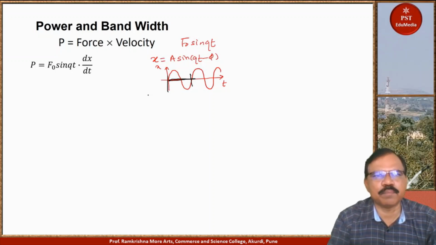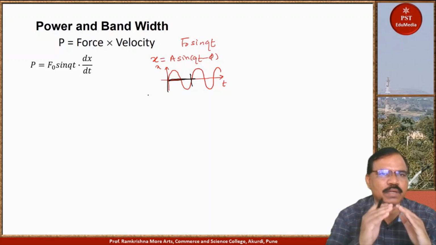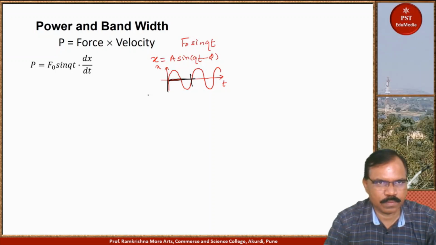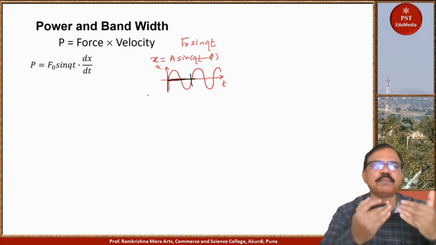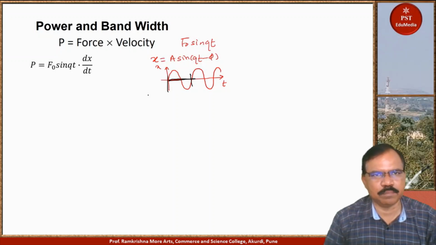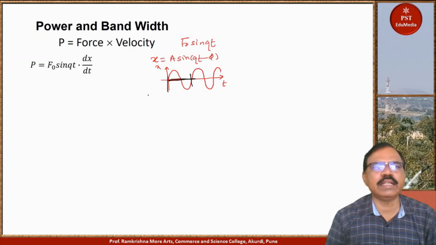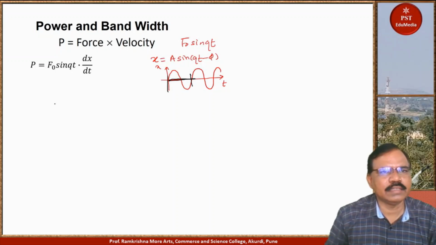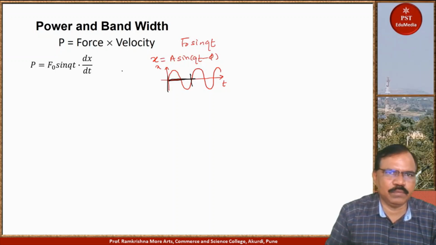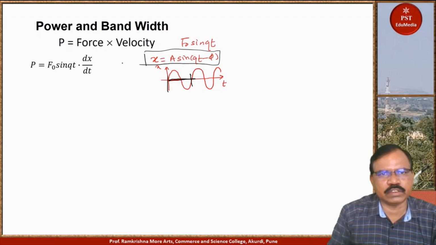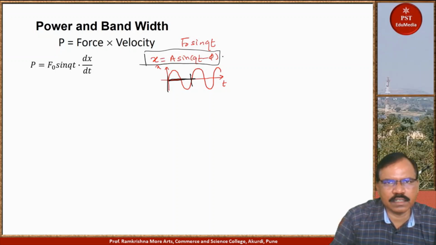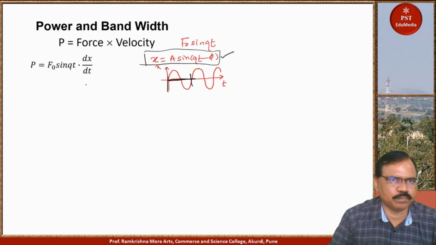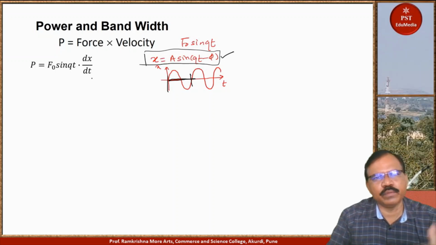So due to the external periodic force, energy is continuously supplied to the oscillator, meaning power is supplied with time. So power is absorbed by the oscillator from the external periodic force. In general, power is force into velocity. The force applied is F0 sin qt, and velocity is dx by dt. Here x is a simple harmonic term, so dx by dt also varies with time.